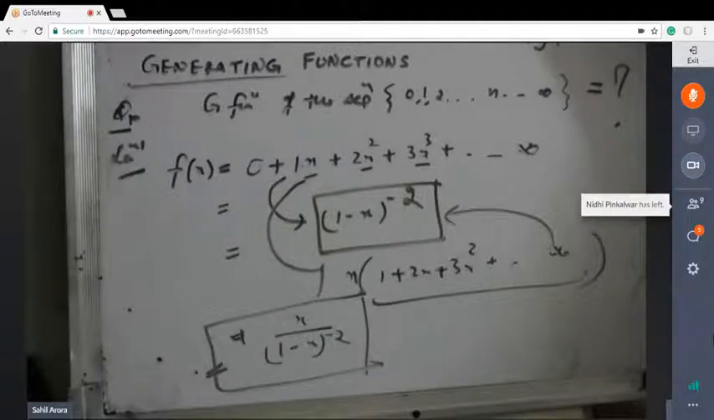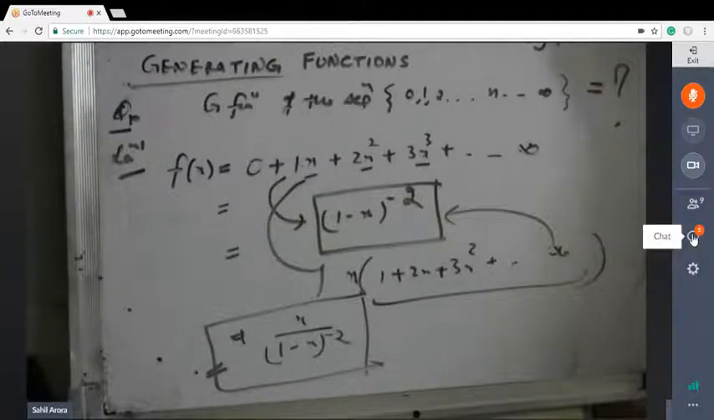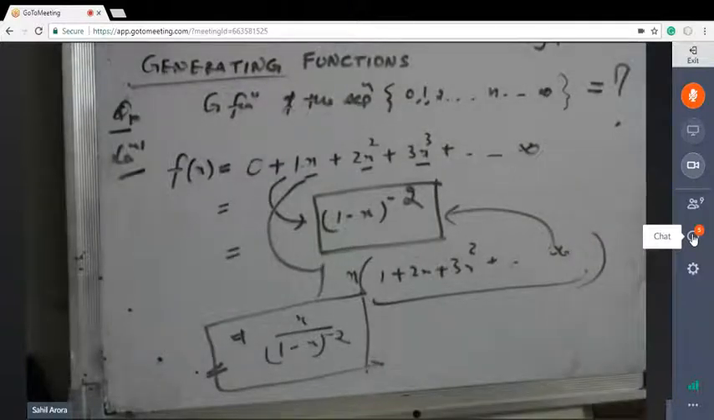I think Nidhi is saying I cannot continue because there is no electricity at my home. Please let me know later if anyone has recorded. Anybody can record if you want for further use or to share with your friends.